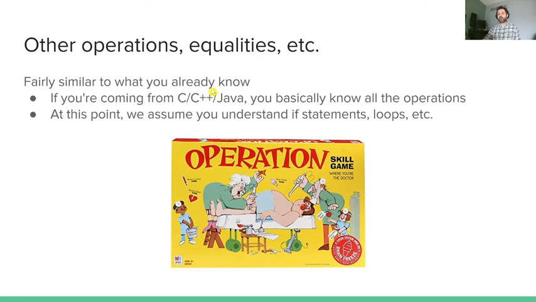Other things you might need to know: operations, equality, so on and so forth. If you know Java, C++, Python, you're going to be fine. If statements, loops, these are all basically the same. Only thing to keep in mind with C# is the types have to match when you do an equality. So for instance, you might have an issue trying to see if a string is equal to an int, right? You probably have this in Java.